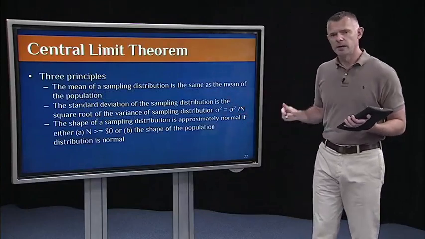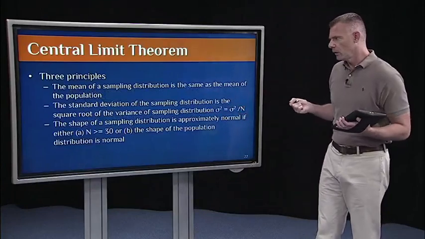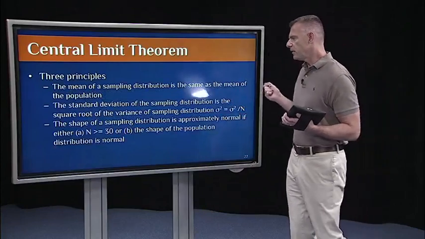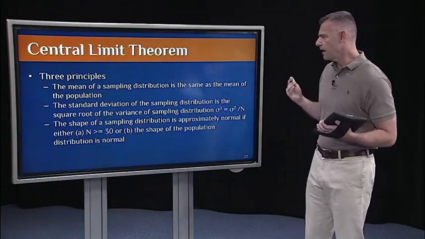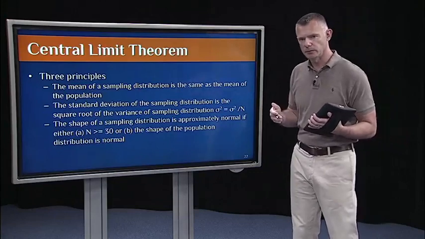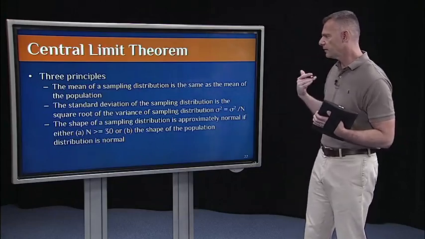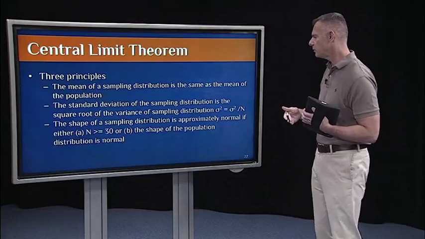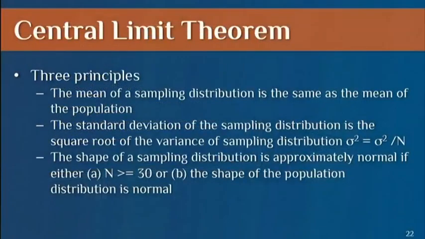Formally stated, it has three principles. So first, the mean of a sampling distribution is the same as the mean of the population. Second, the standard deviation of the sampling distribution is the square root of the variance of the sampling distribution. That's just saying standard deviation is the square root of variance.